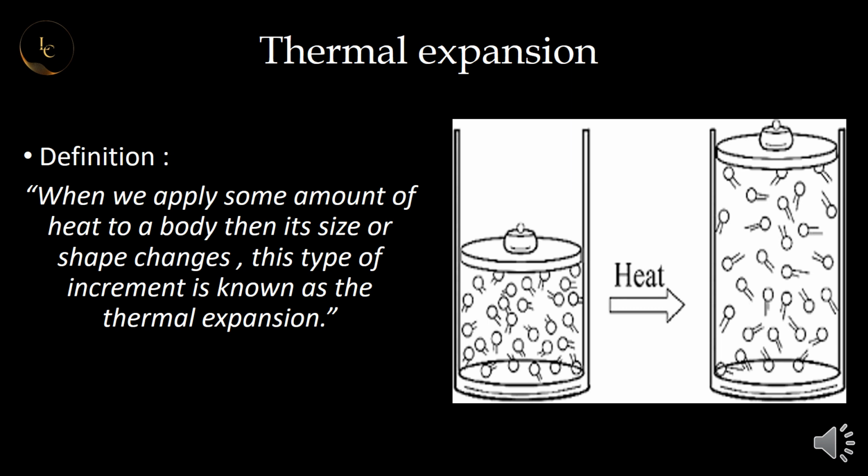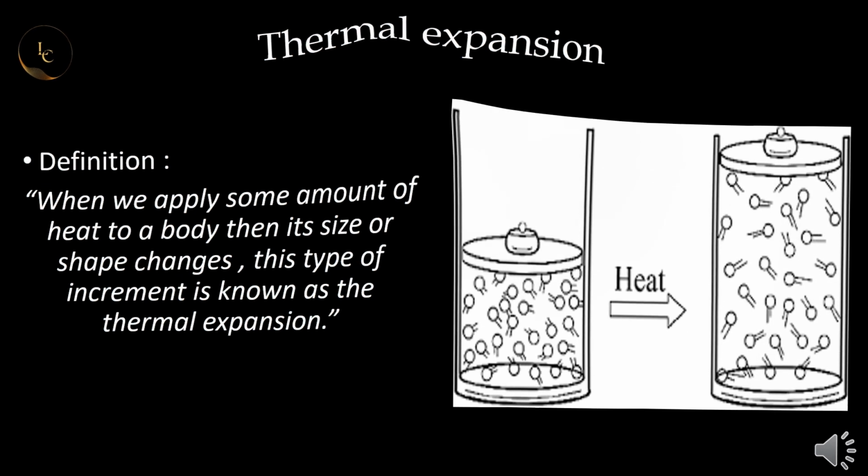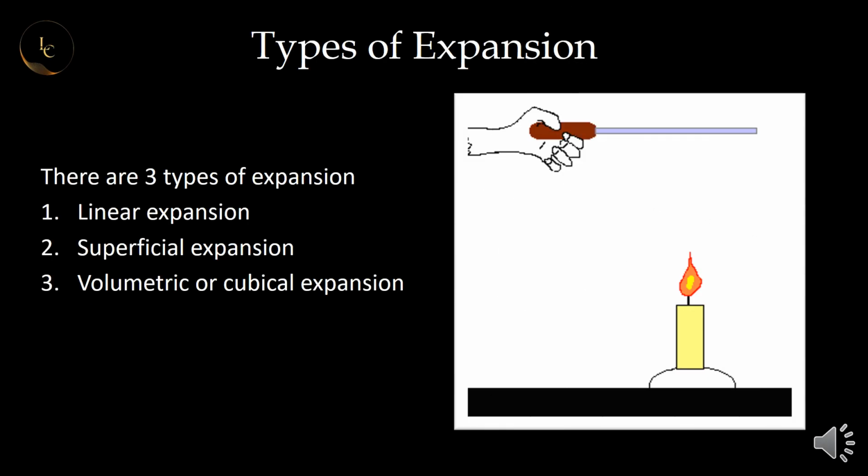So, this is what is written in the definition, that when we apply some amount of heat to a body, then its size or shape changes. And now over here in the cylinder, the size of the molecules is getting increased and they are increasing the volume of the cylinder. Now we have types of expansion, in which we have three types. Number 1 is linear, second is superficial and third is volumetric or cubical expansion.